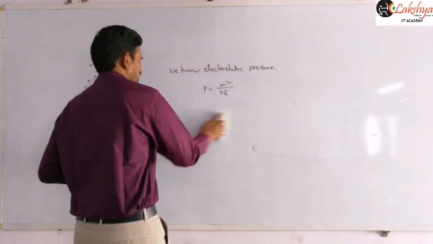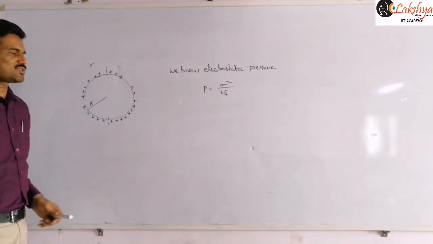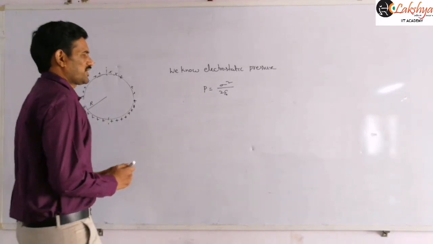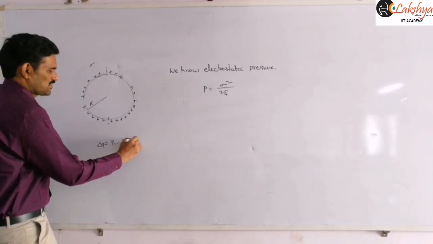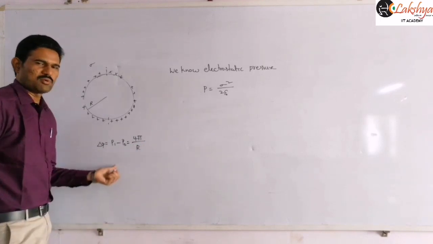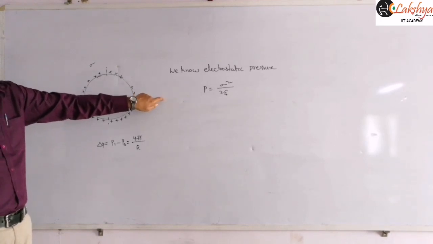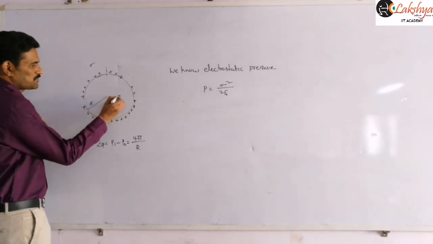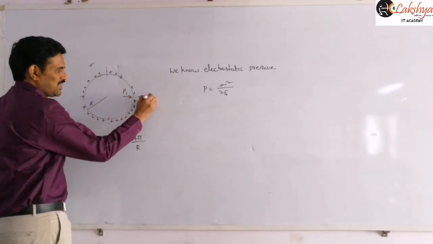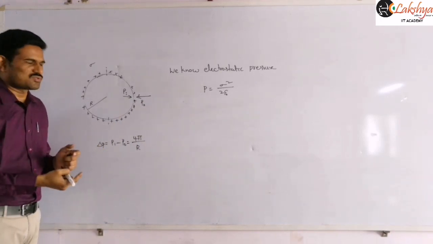Now let us take the surface charge density sigma on a soap bubble of radius r. We need to write the excess pressure here. Pressure is equal to 4T by R, that is our soap bubble excess pressure formula. The inside pressure will be there like this, and the outside pressure like this. So the resultant: the inside pressure will be greater than the outside pressure.